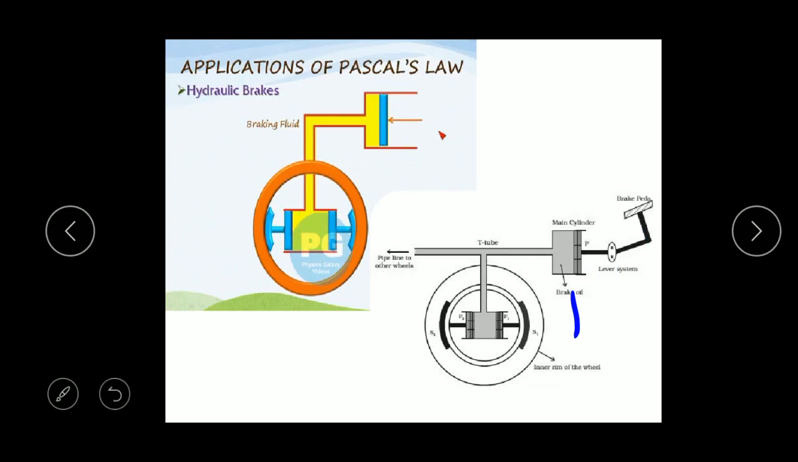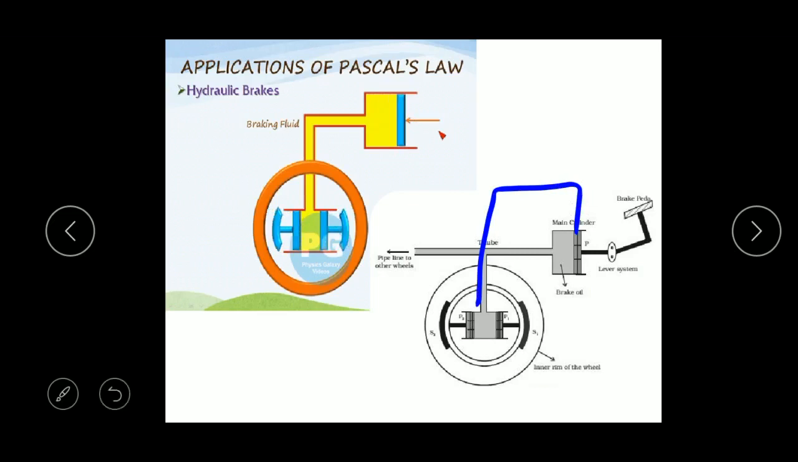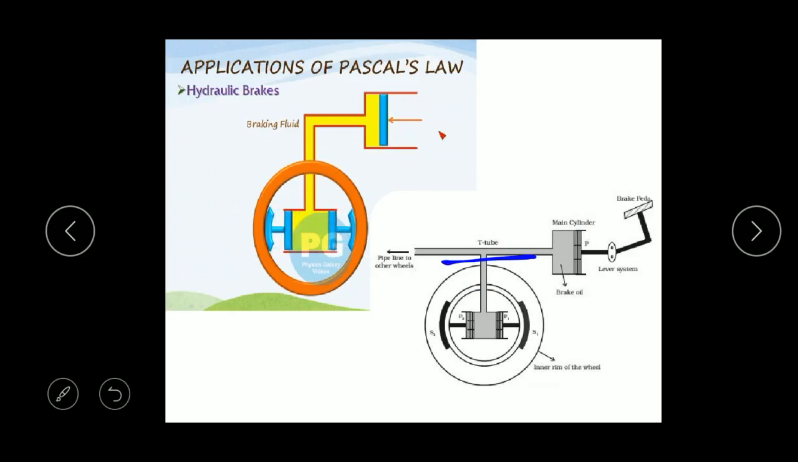Now the master cylinder is connected to a wheel cylinder through a tube. So we have the tube here. Through this tube the master cylinder is connected to the wheel cylinder. Then the wheel cylinder consists of two pistons P1 and P2. So this is a wheel, and it consists of two pistons P1 and P2.